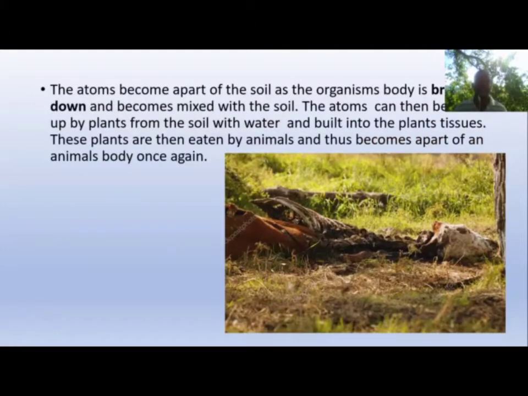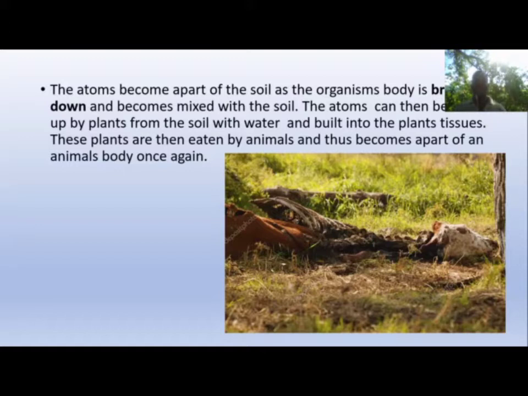Now the atoms become a part of the soil as the organism's body is broken down and becomes mixed with the soil. The atoms can then be taken up by plants, right, from the soil with water and built into the tissues of plants. Good. These plants are then eaten by animals and thus become a part of the animal body once again. So we see one cycle happen right here.